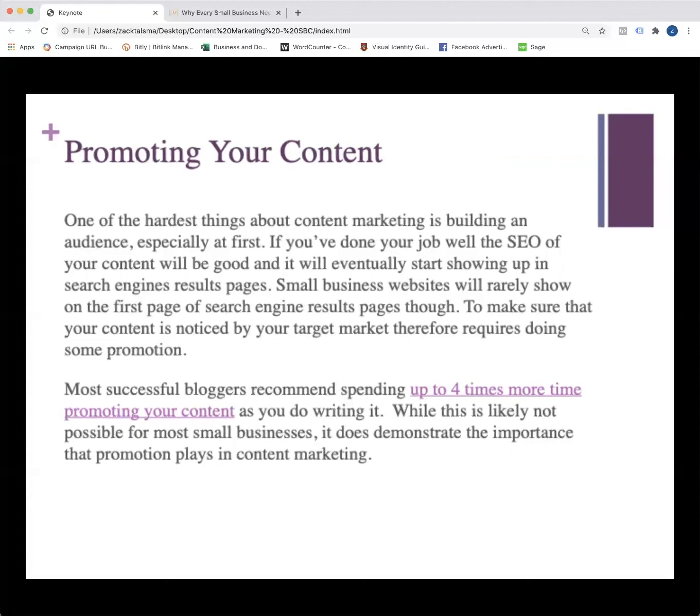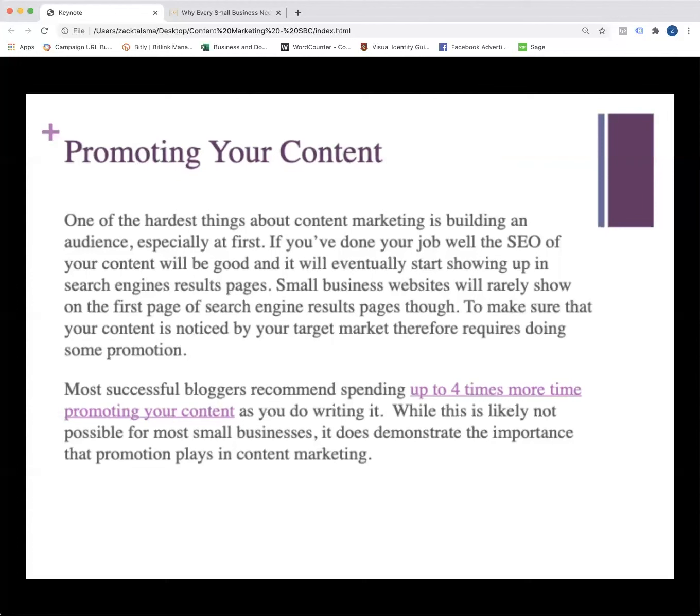Most successful bloggers and content marketers recommend that you spend up to 4 times more time promoting your content as you do writing it. So if it takes you 3 or 4 hours to write the content, you're going to spend 12 to 16 hours promoting that content. This is definitely not possible for small businesses, I would say. That's definitely something a full-time blogger would have time to do, but as a small business owner, you don't have time to do that. But that does demonstrate the importance that promotion does play in content marketing. So my recommendation is always to promote as much as possible.